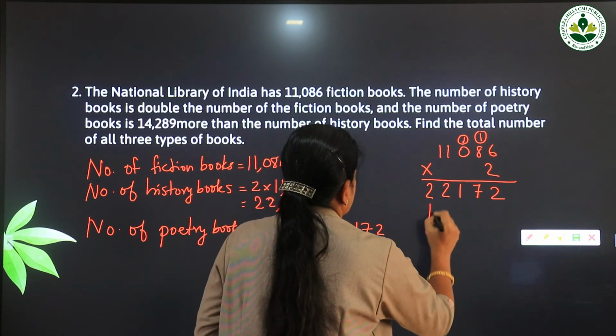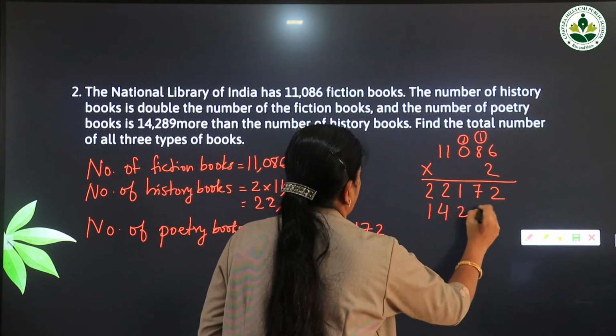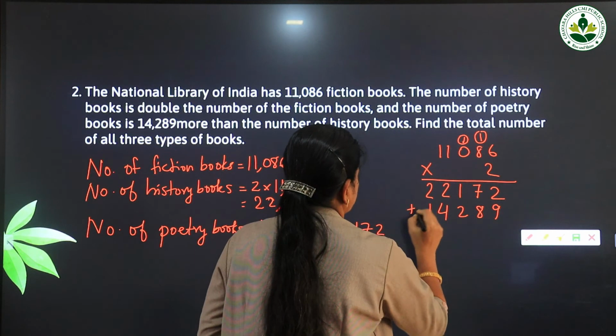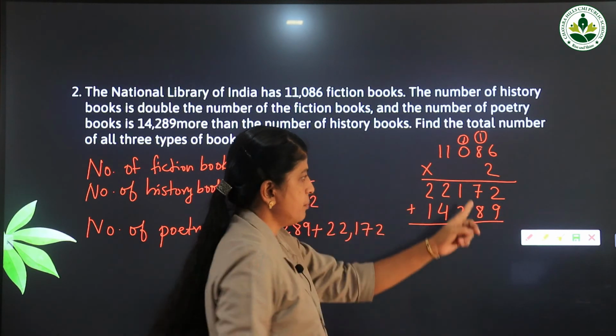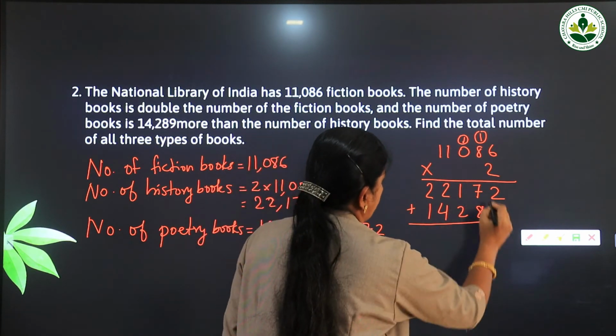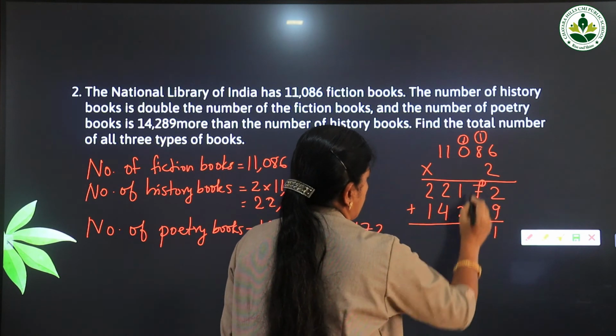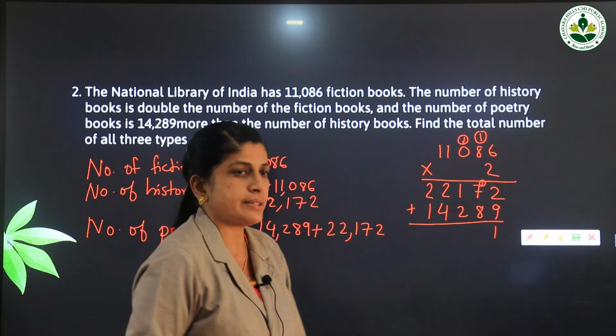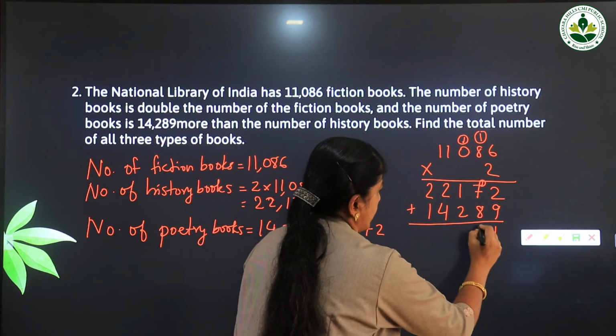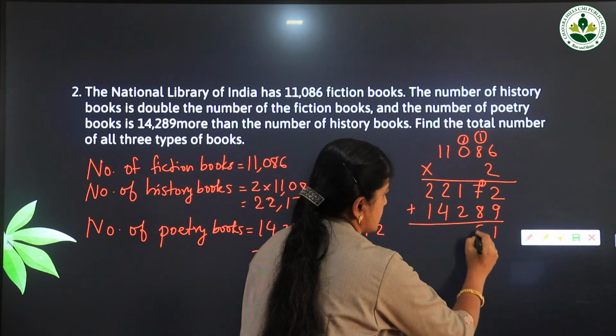22,172 plus 14,289 plus. Then 9 plus 2. 9 plus 2 is 11. Remainder 1. 8 plus 7. 8 plus 7 is 15. 15 plus 1, 16 is there.